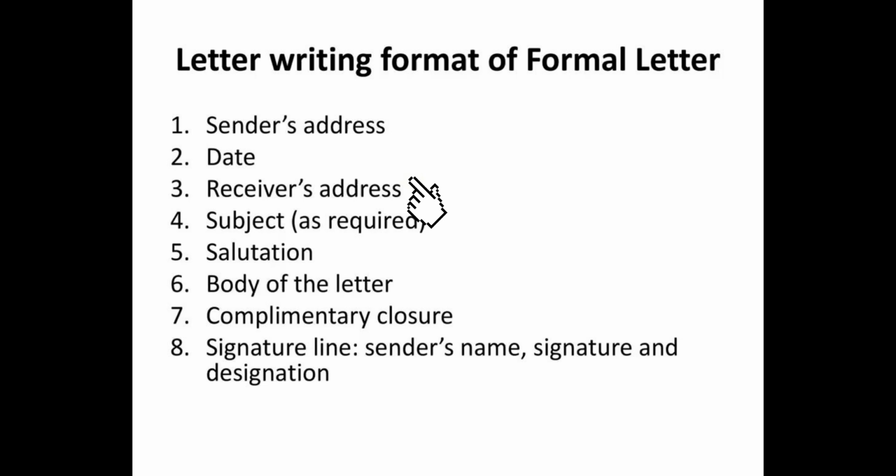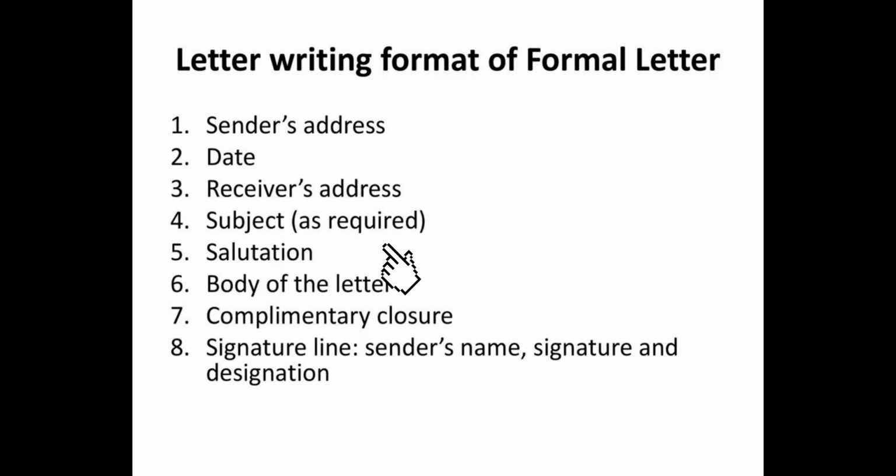Next is the receiver's address. The corresponding address, that is the address of the receiver. It is important to write the receiver's designation, followed by the name of the organization, then the full address. Subject. The subject highlights the aim of writing the letter. The subject of a formal letter should be very brief. The receiver, through the subject, should be able to understand the purpose of the letter at a glance.